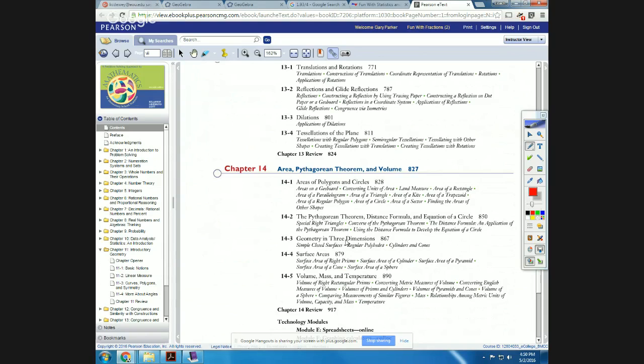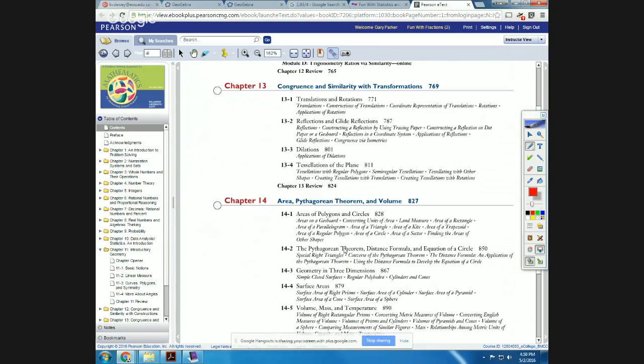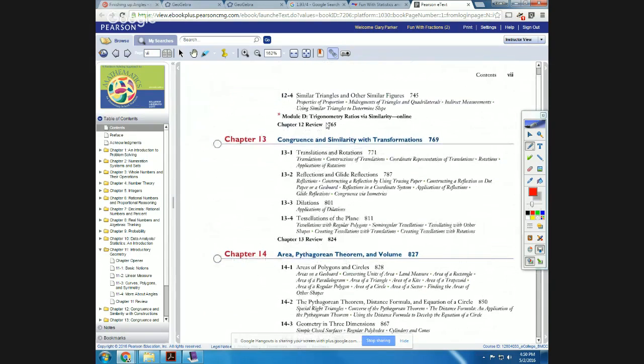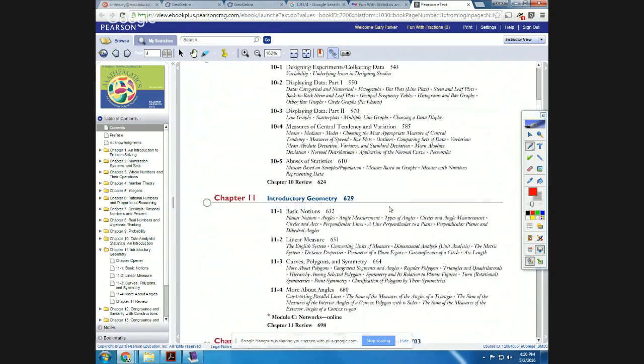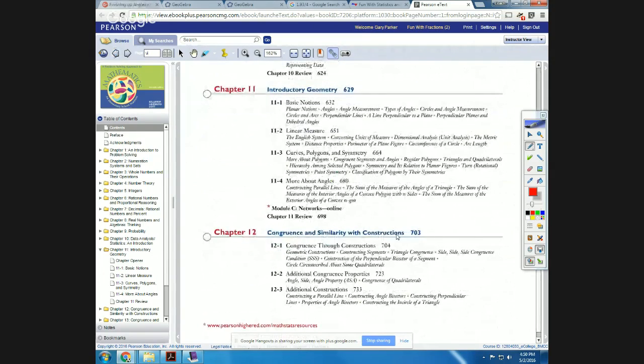So I was thinking it'd be fun to play with areas in the Pythagorean theorem and some 3D stuff. And then we could come back after that, we'll have some more time, and hit some of either transformations or constructions. So I would recommend over the next couple of days finishing up homework, working on the activities, and taking a peek at what's inside chapters 12, 13, and 14.